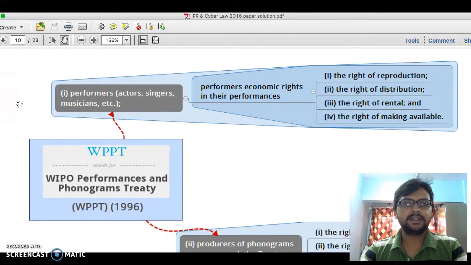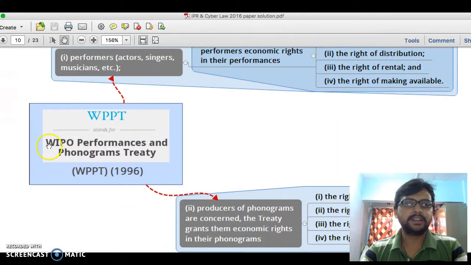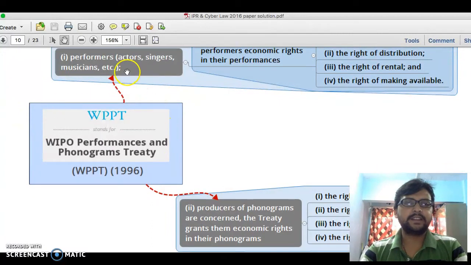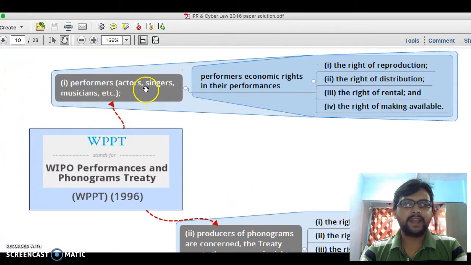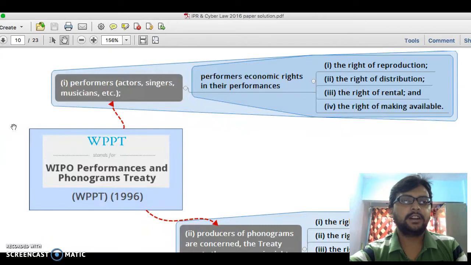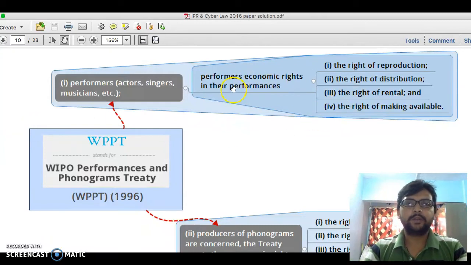So let's start the discussion with WPPT, that is World Intellectual Property Organization Performances and Phonograms Treaty. First, it is basically divided in 2 parts, as you can see. In the first part, we are going to purely discuss rights granted to actor, singer and musician who worked in that movie or in that particular stage show. So what are the rights? Economic rights we are talking about, meaning a person who can actually earn money out of this. So first is economic right with respect to actor, singer and musician.